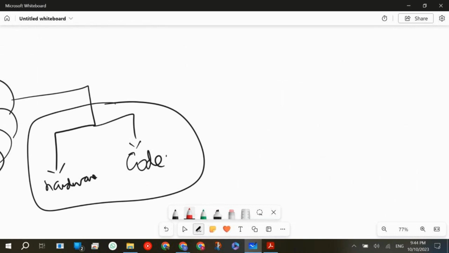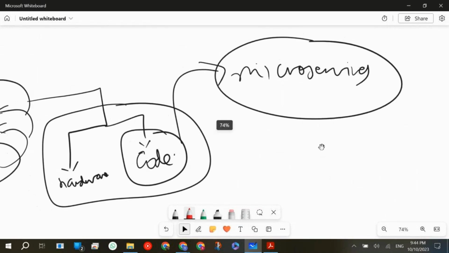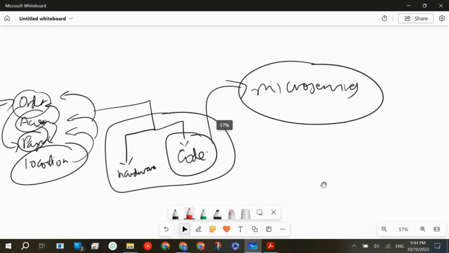So first, what happened over the years? Initially, the code dependency was reduced. How did they reduce the code dependency? By introducing the concept called microservices. What the microservices did is, all these applications, or functionalities, started communicating with each other with a standard language, or a standard interface, and we called it APIs.